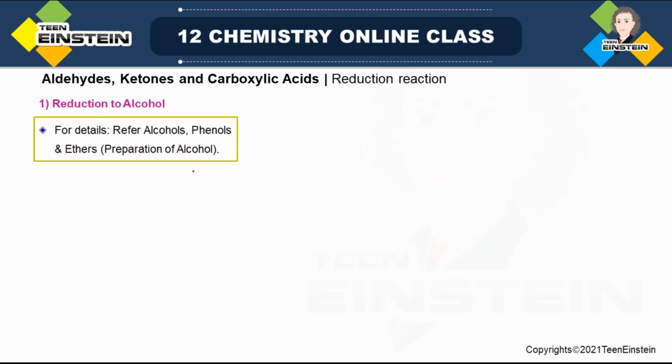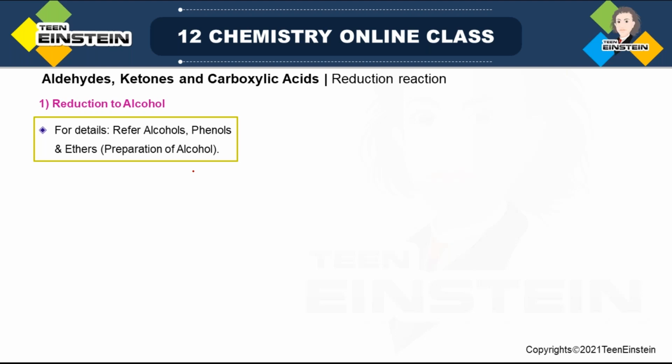So after finishing the oxidation reaction, now there is reduction reaction. Reduction reaction means aldehyde and ketones, in presence of some reducing agent, will be reduced to some other compounds. Now the first type is reduction to alcohol. That means you will take aldehyde or ketone molecules, treat them with some reducing agent, and the end product is alcohol.